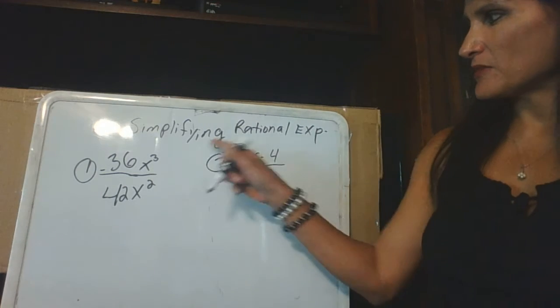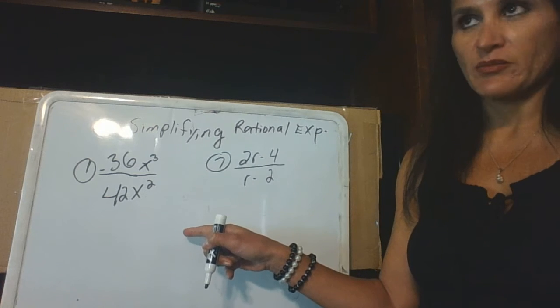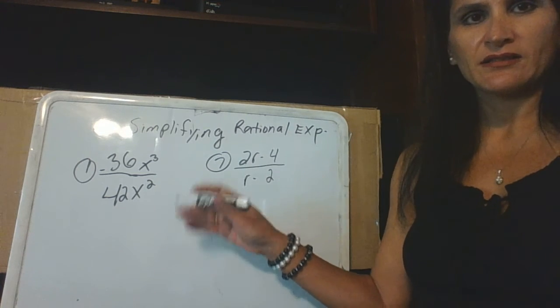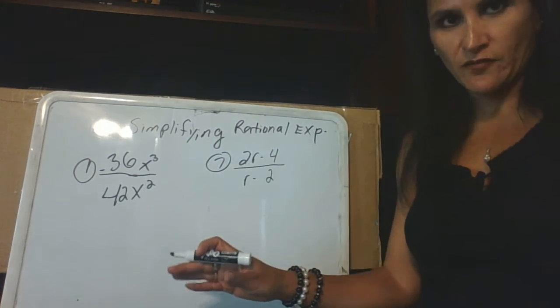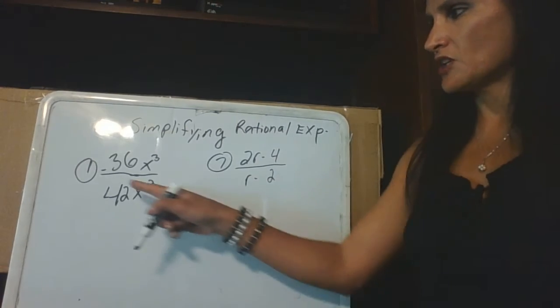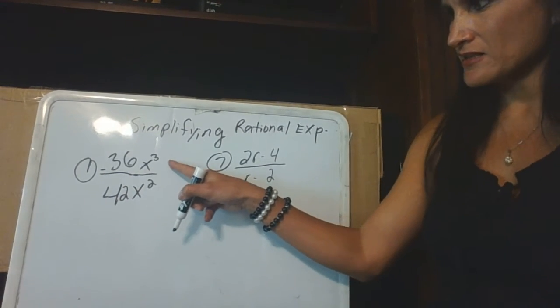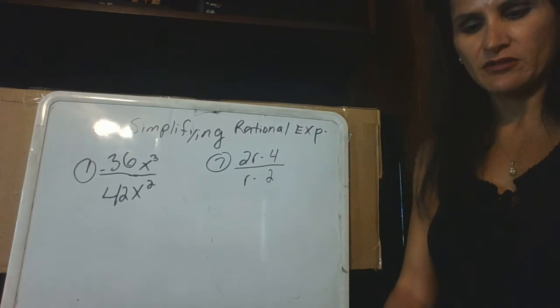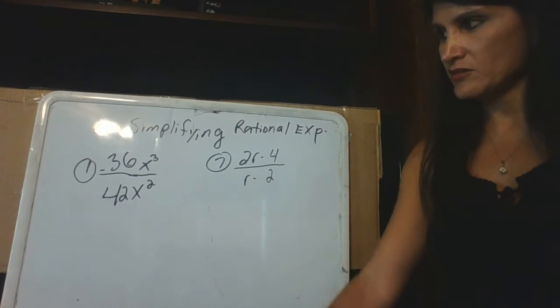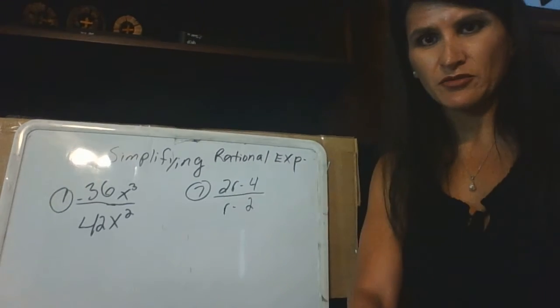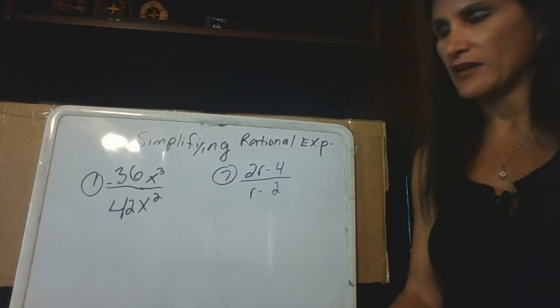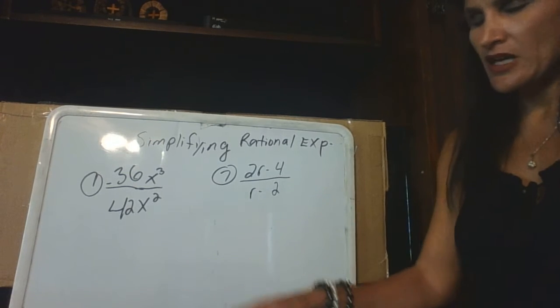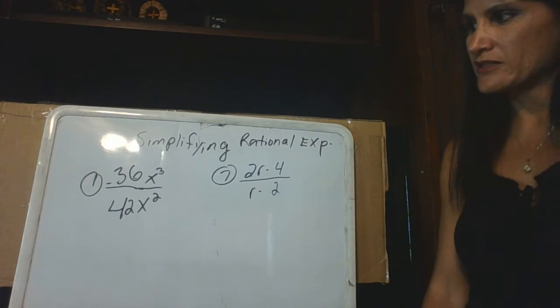Okay, so let's begin by simplifying rational expressions. Remember that a rational expression is basically an expression that is written as a fraction. Okay, so on number 1 we have negative 36x cubed over 42x squared. In order to simplify a rational expression, the first thing that we do is simplify the coefficient. So we're going to look at the coefficients 36 and 42, and we're going to simplify by dividing by the greatest common factor.